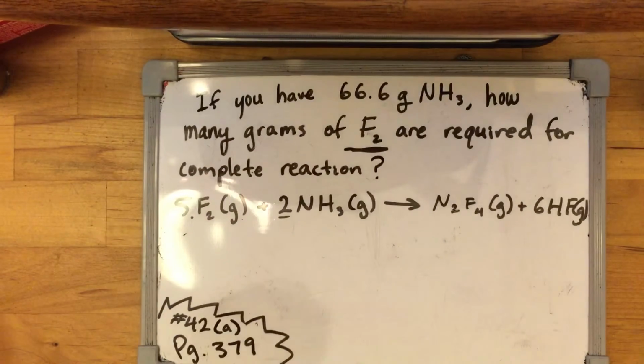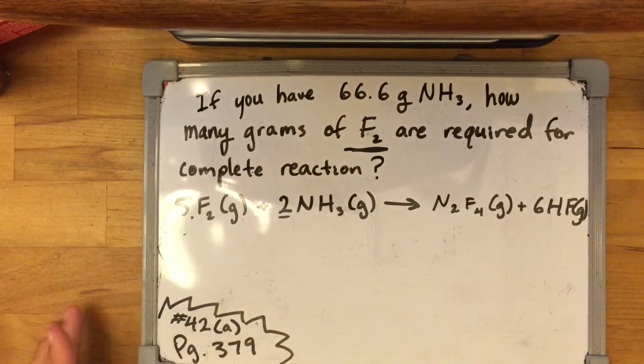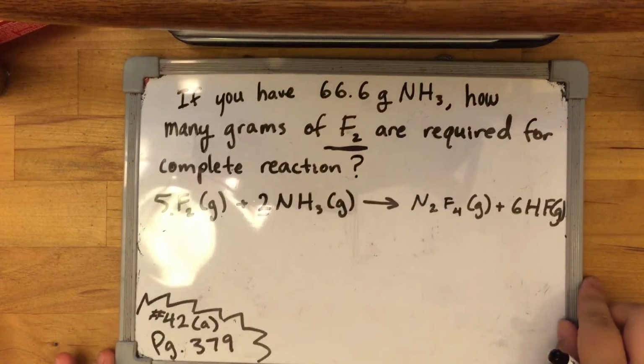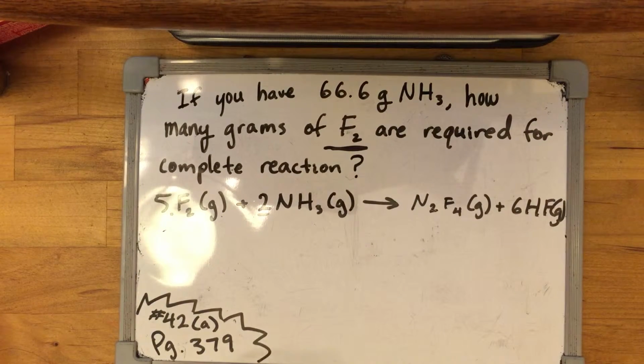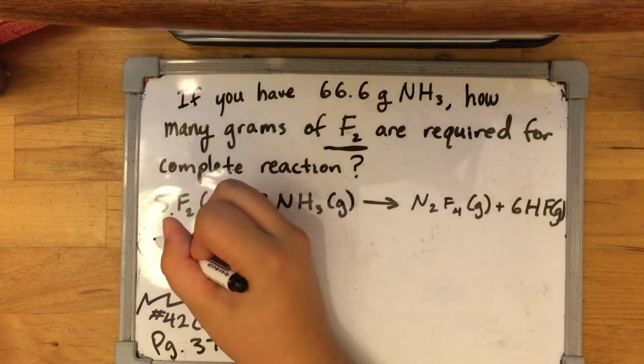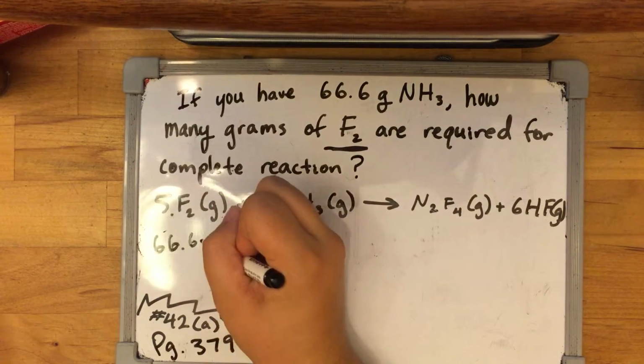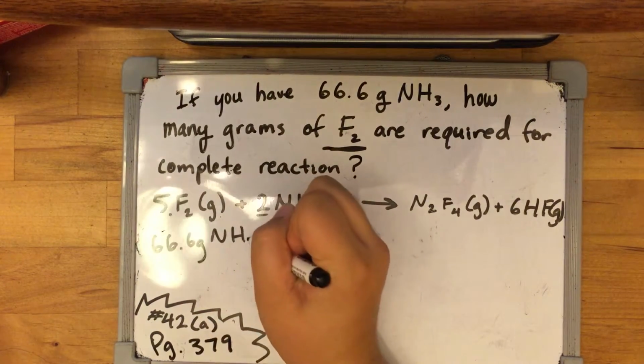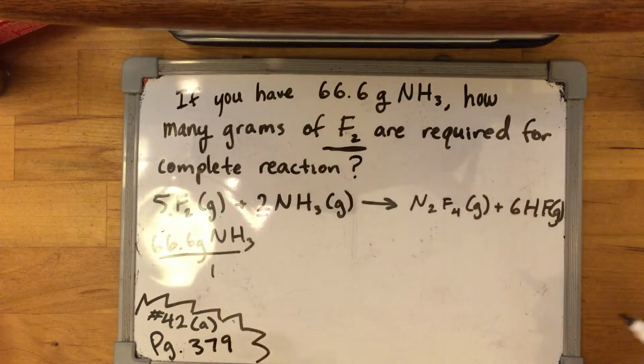Now to our second problem. So it's slightly more complicated. So it says if you have 66.6 grams of NH3, how many grams of F2 are required for complete reaction? And the given here is 66.6 grams of NH3. We always start out with the grams of what's given. And now we need to find the grams of F2.